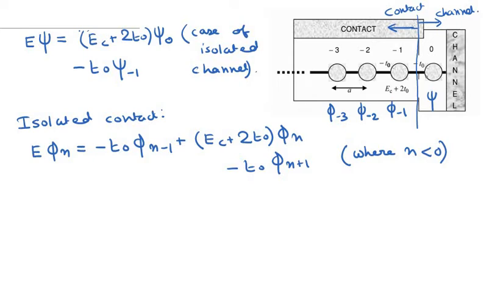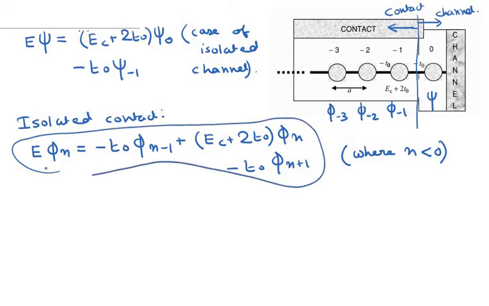Now once we couple this contact to the channel, the contact consists of many atoms, so it's a semi-infinite structure, and the channel only consists of one atom. So the contact can influence the channel, but the channel cannot influence the contact because the channel is small and the contact is large in dimension. So in that case this equation is not violated, this equation still holds because the channel is small. So coupling the contact to the channel does not influence the contact.